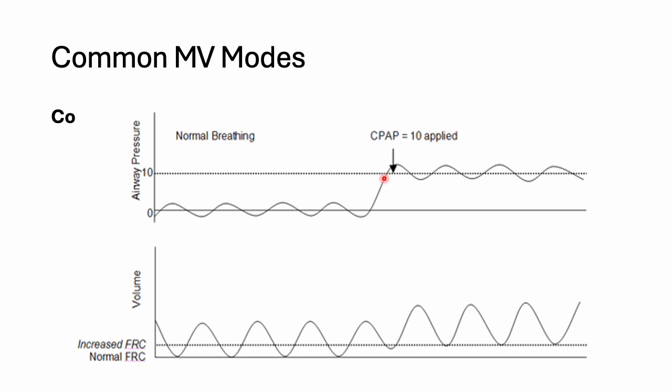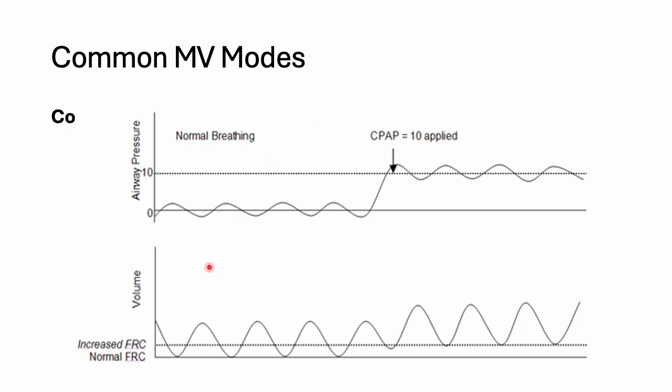It's the same pattern. Breathe out, breathe in. Breathe out, breathe in. And so on and so forth. So CPAP literally just changes the baseline pressure. So when just one pressure is applied, it is called continuous positive airway pressure. That's the true meaning of CPAP.